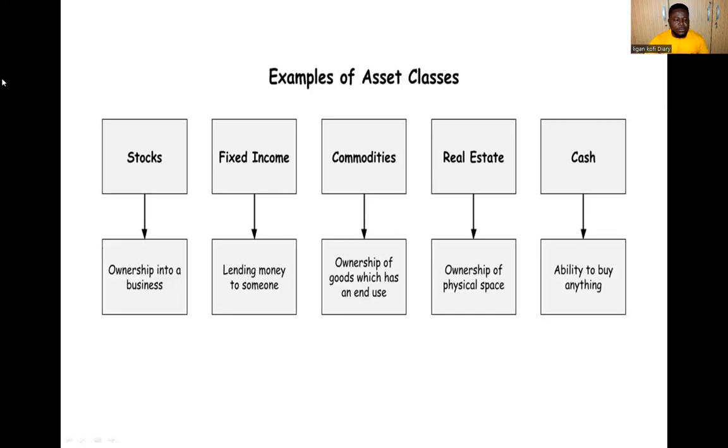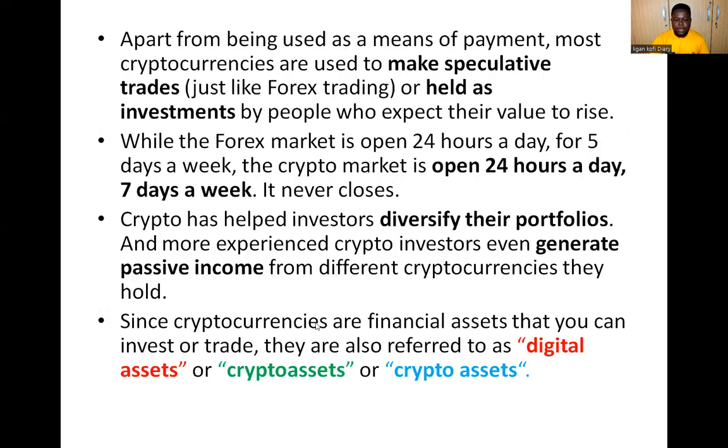Now, let's continue quickly, for the sake of time. Let's read some few notes. So apart from being used as a means of payment, most cryptocurrencies are used to make speculative trades. Like I was telling you, it's just like the cash market or the forex market. Just like forex trading, people trade it by speculating which cryptocurrency will rise or which will fall.